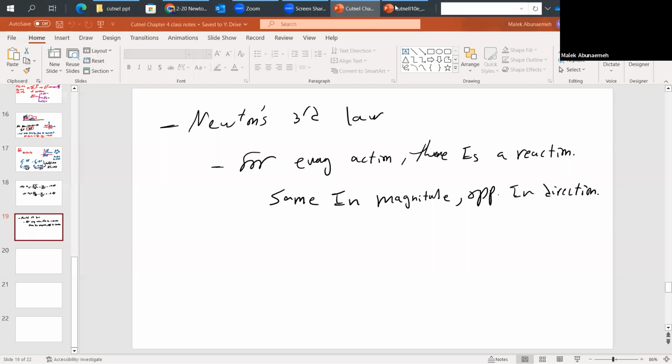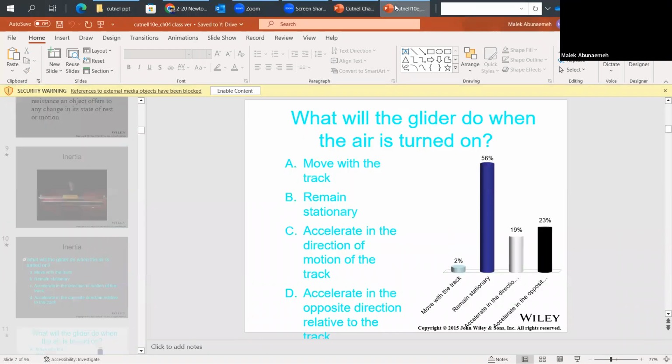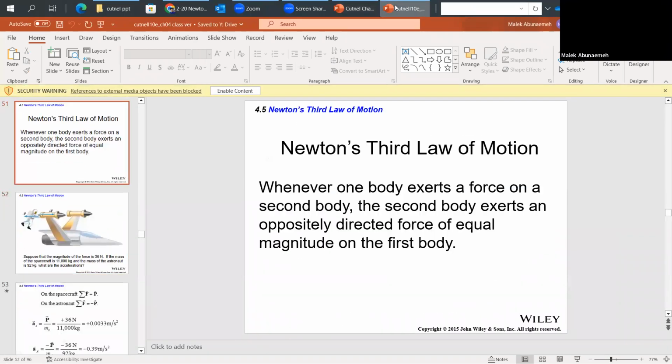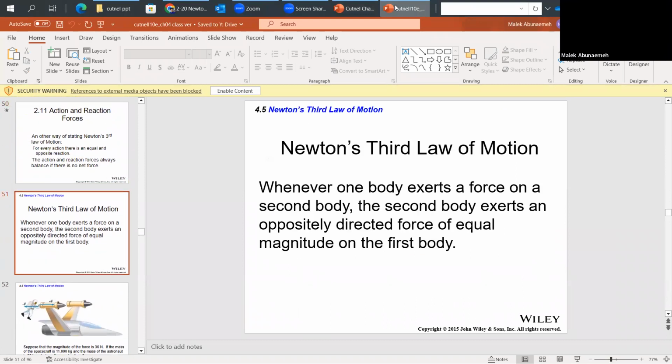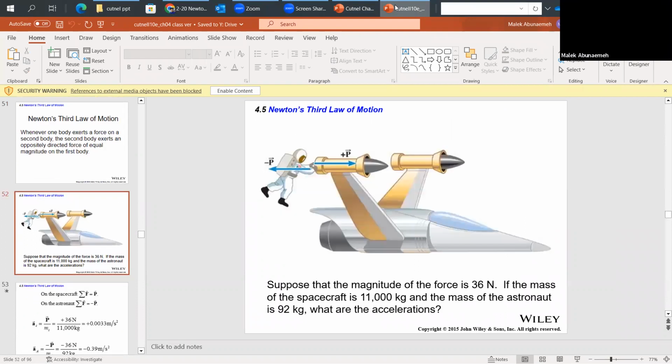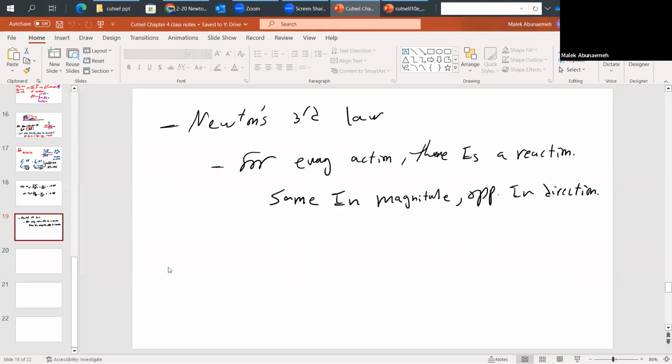All right, now let's do the next example, shall we? After we talked about Newton's third law, again, whenever a body exerts a force on a second body, the second body exerts a force of equal magnitude in the opposite direction on the first body. So for instance, let's say we have an astronaut that's going on a spaceship. The magnitude of the force is 36 newtons. If the mass of the spacecraft is 11,000 kilograms, and the mass of the astronaut is 92 kilograms, what are the accelerations?